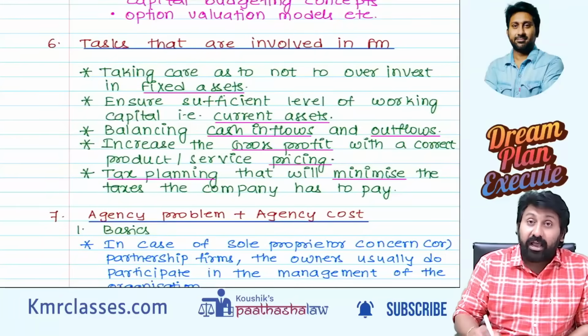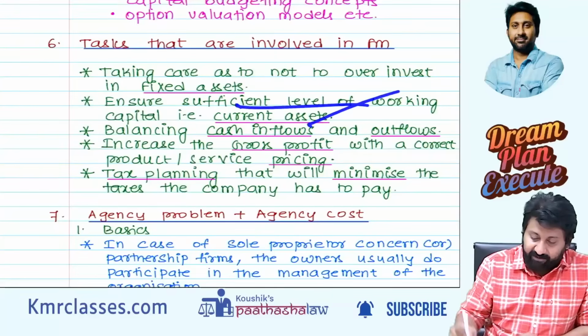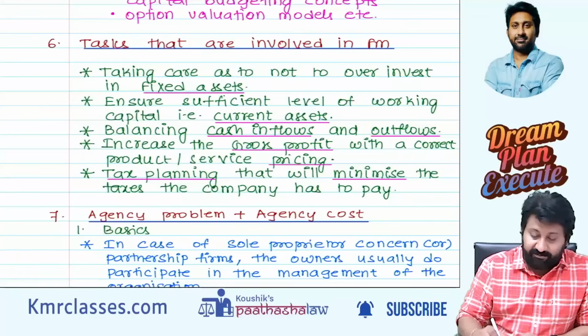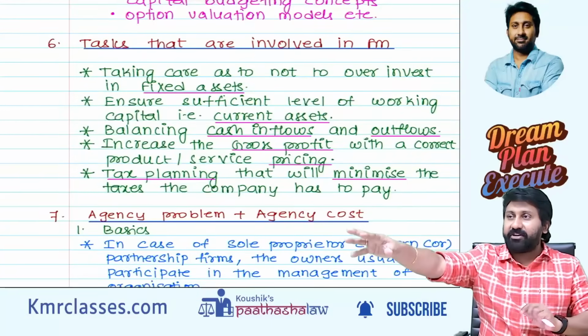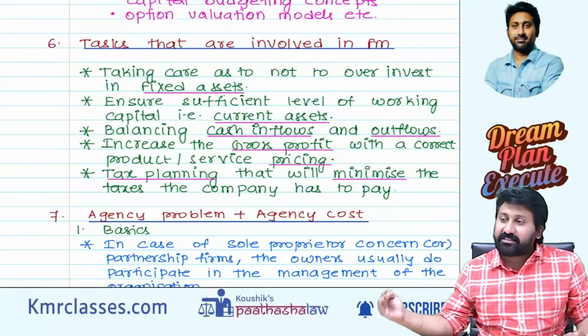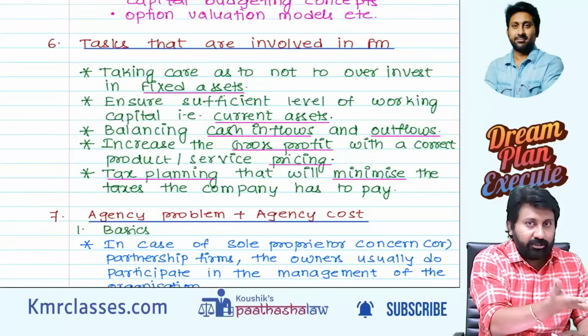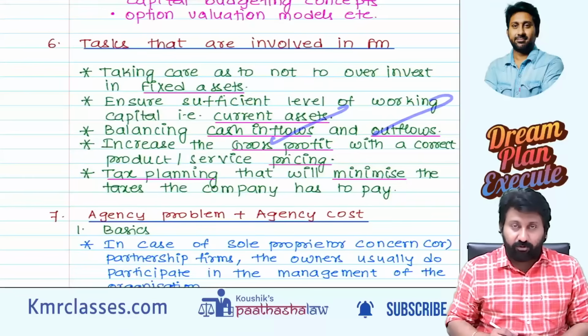Next, along with the fixed assets, working capital is also required. Sufficient level of working capital, that is current assets. So the first point: not to over invest in fixed assets, and to invest sufficiently in current assets. Current assets will go into fixed assets. Sugarcane will go into the sugarcane machine. What will come out? Sugarcane juice. I will sell that. What will come? Inflow. So cash inflows and cash outflows.